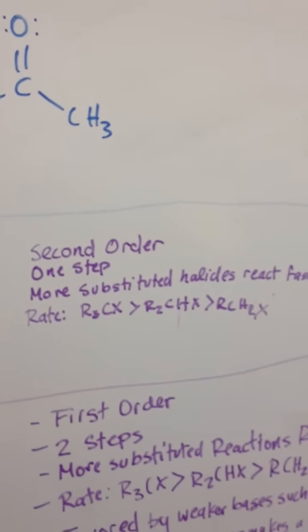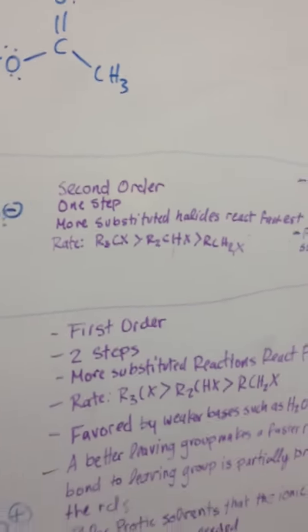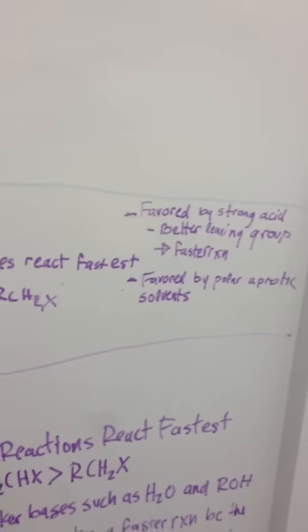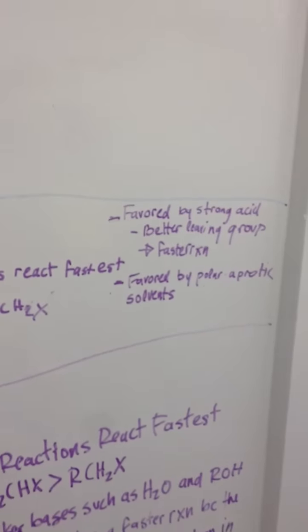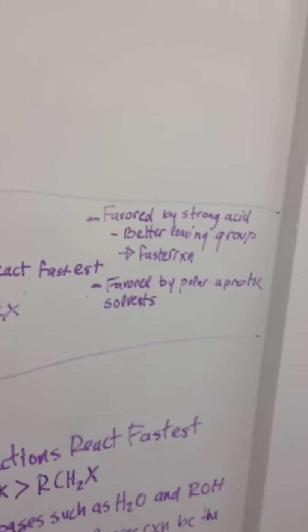This is a second order reaction, and it's one step. Your more substituted halides react fastest, and it's favored by a strong base. And a better leaving group will give you a faster reaction, and it also prefers polar aprotic solvents. This again should be reviewed from your first semester organic chemistry.